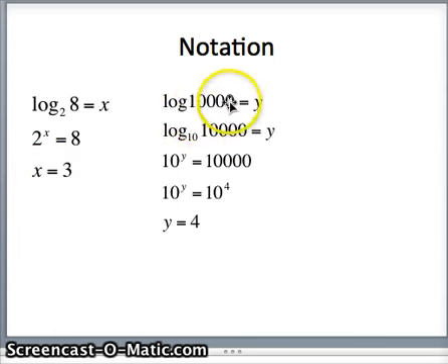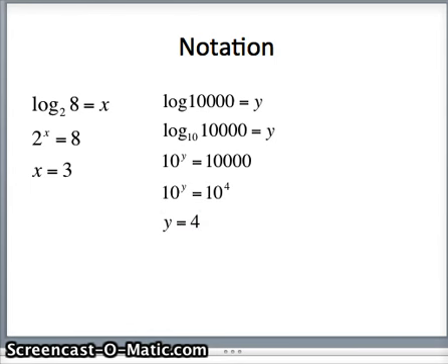If I use just log, so I have log 10,000 is y, that means log base 10. So log base 10 of 10,000 is y. The base is 10, the exponent is y. 10 to the y equals 10,000. But 10,000 is 10 to the fourth. 10 to the first is 10. 10 to the second is 100. 10 to the third is 1,000. 10 to the fourth is 10,000. So we get 10 to the y is 10 to the fourth, and our exponent, our answer, y is 4.